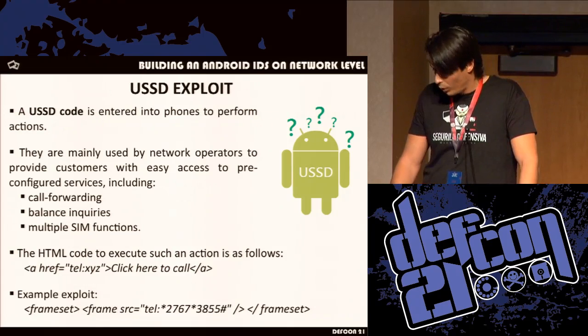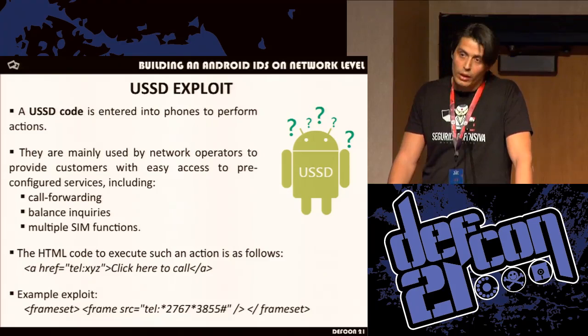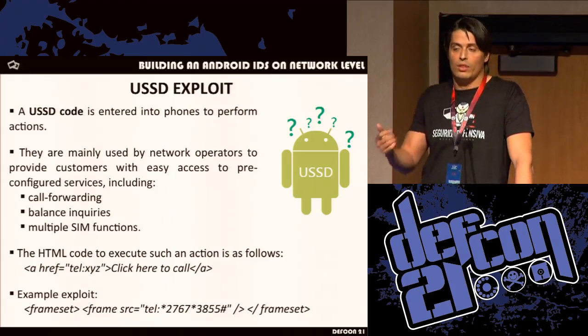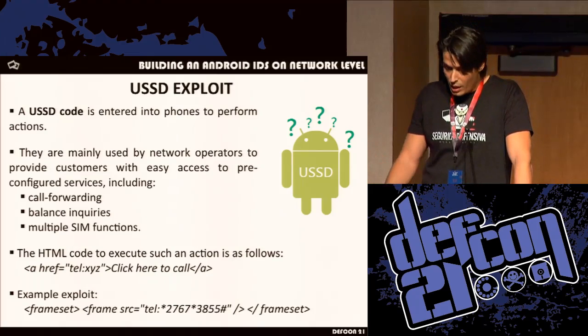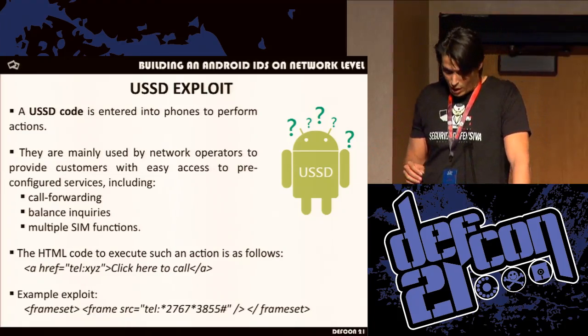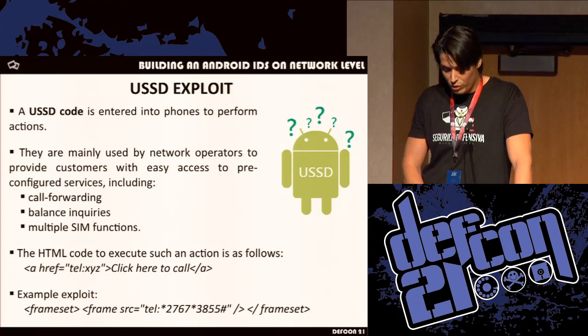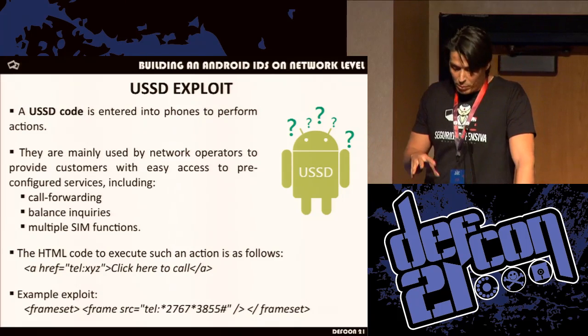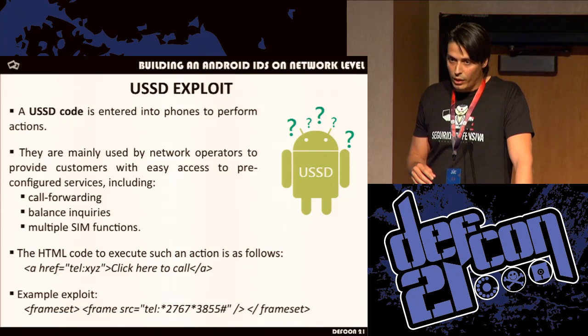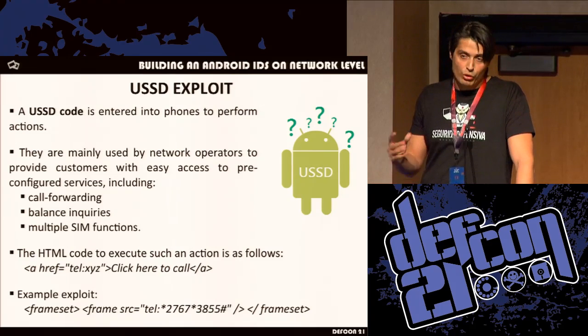Some of the exploits we have seen is the USSD code. The USSD code is a code that is entered into your phone to perform some actions. It's used by the network providers to give users access to some services like call forwarding and other SIM functions. It's very simple. It links the browser to the phone application. That means that when you get into the web application and you have this code, the phone, without human interaction, will show you the telephone application.